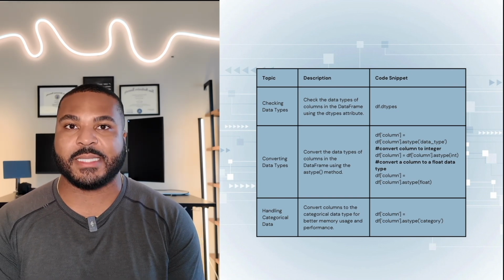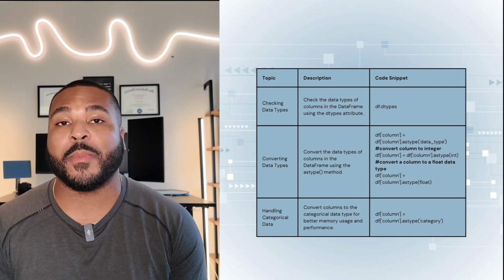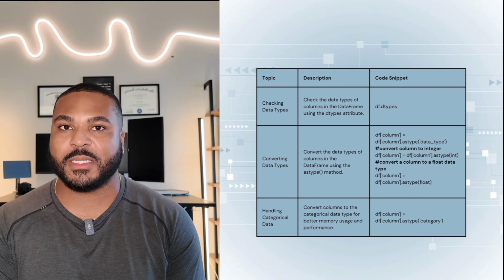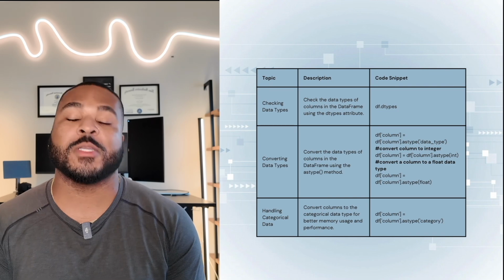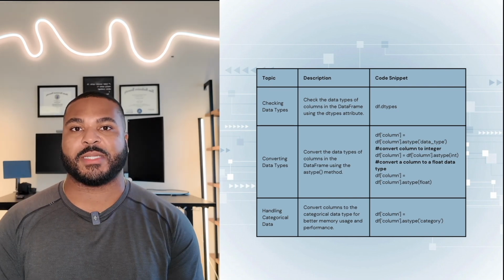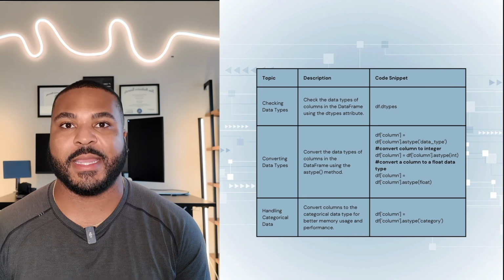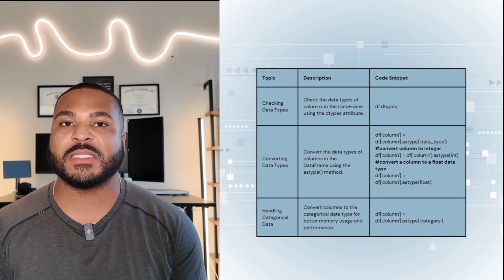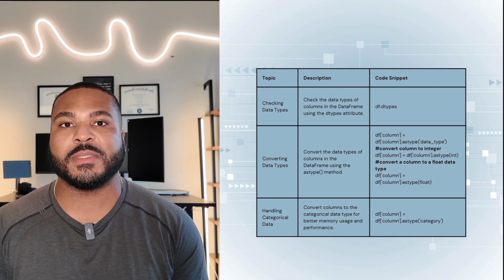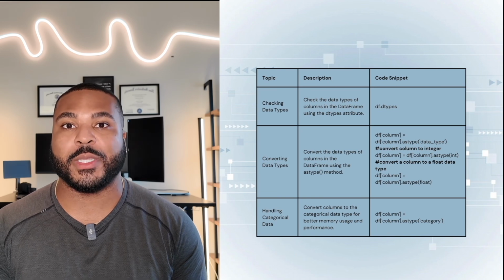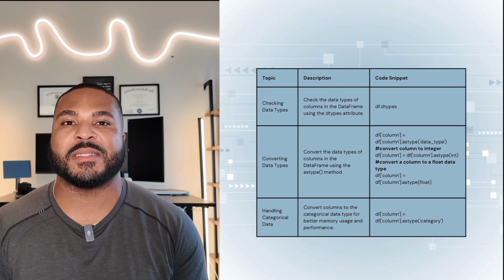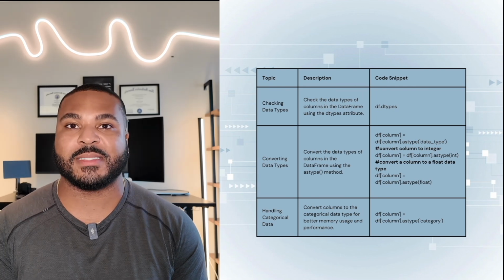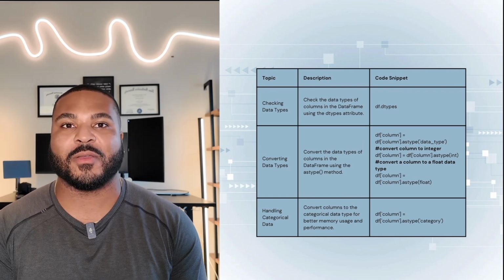Sometimes you may need to convert the data type of certain columns to perform specific operations or analyses. The astype method allows you to convert the data type of columns in a data frame to the specified type. For example, to convert a column to an integer data type, you will use the astype method with int in the parentheses. Categorical data is a type of data that can take on a limited, fixed number of possible values. So converting columns to the categorical data type can improve memory usage and performance, especially for large datasets with repeated values. Pandas provides the astype method with category in parentheses to convert columns to the categorical data type.